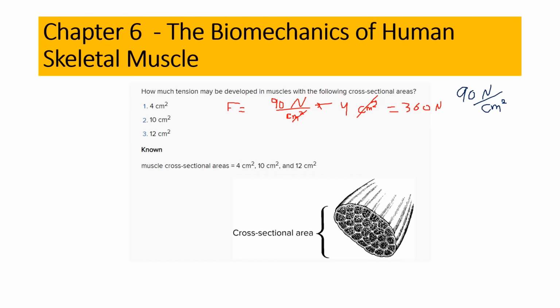How much is F2? 90 multiplied by 10. How much is that? 900 newtons. And F3, that is 90 by 12. 1080. Now, here's the thing.